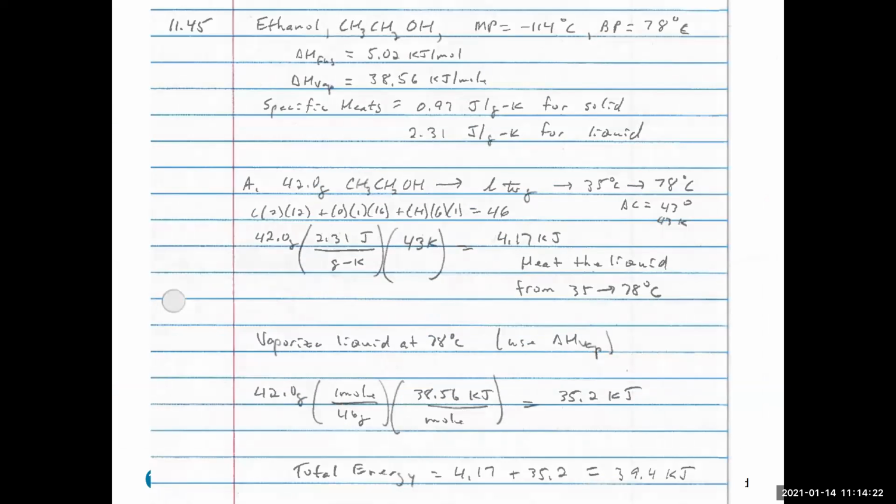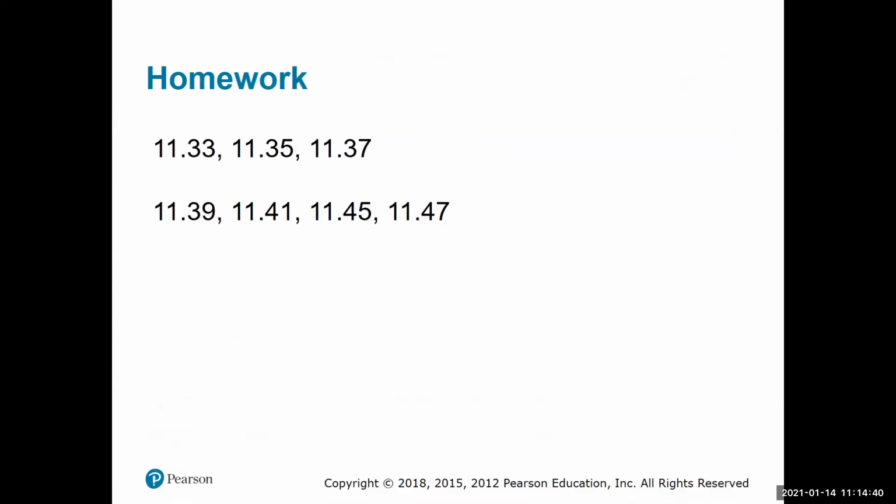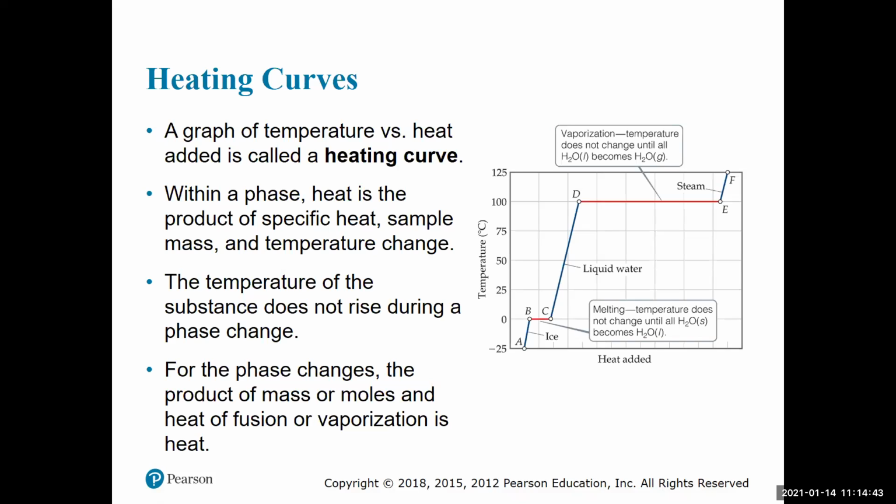Okay, so in 11.45, let me read that one to you. It tells us that ethanol melts at minus 114 degrees C and boils at 78 degrees C. Okay, so if we go back to here, this would be the melting that they're giving us at this temperature. And then this would be the boiling temperature. So for water, it's 0 and 100. For ethanol, it's minus 114 and 78.